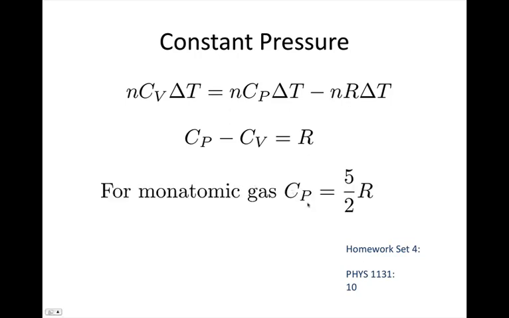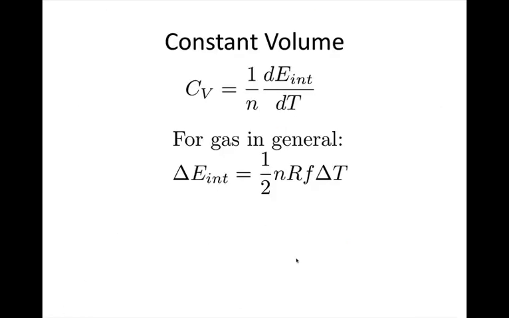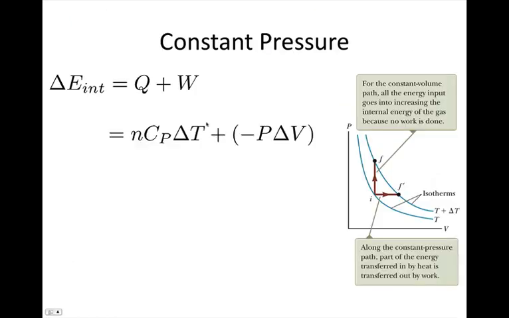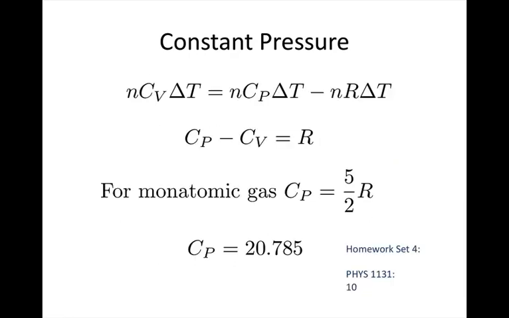So for a monatomic gas, this turns out to be CP equal to 5/2 R, because remember CV was 3/2 R. And so solving that, we get CP is equal to 20.785. We can check this against the experimental data. And we get 20.8 for helium, argon, neon and krypton, which is all in agreement with that 20.785. If you want to practice using these formulas, you should try homework set 4 for Phys 1131, question 10.